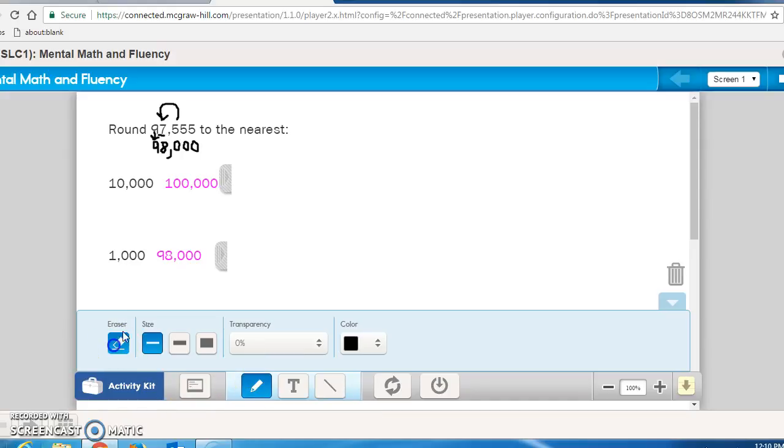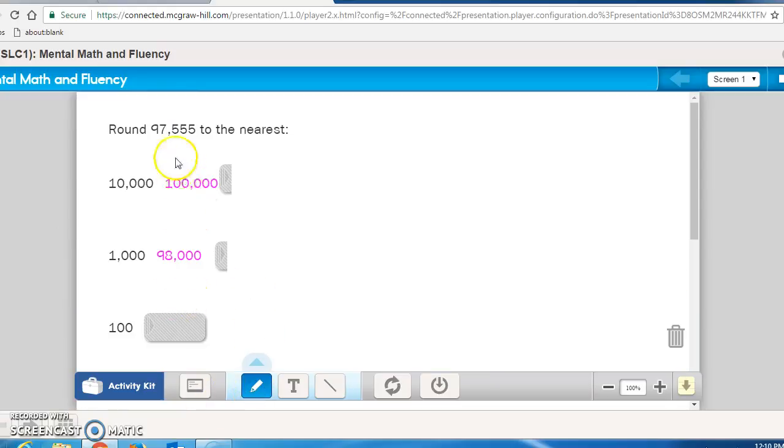Our final number is asking us to round it to the hundreds place. You should underline the hundreds place. Again, draw your arrow over to it. 5 and above, we round this up to 6. Every number after that becomes a 0. Again, we can't forget our first numbers though. We must bring them down also. So if we would have rounded to the hundreds place, we should be at 97,600.